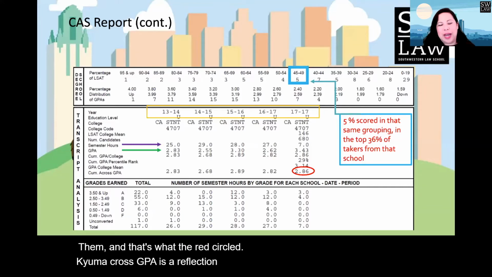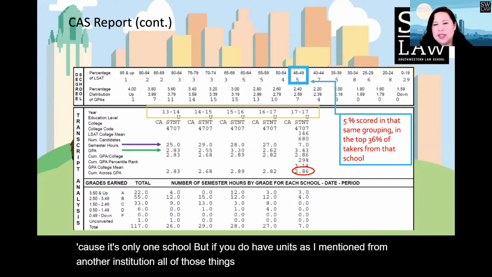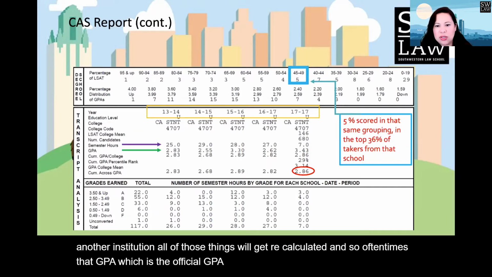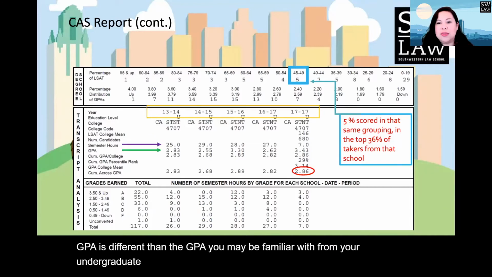Again, this is perhaps a bad example because it's only one school, but if you do have units from another institution, all of those things will get recalculated. And so oftentimes that GPA, which is the official GPA that all law schools will use, is different than the GPA you may be familiar with from your undergraduate institution. Sometimes that goes up, sometimes it goes down.